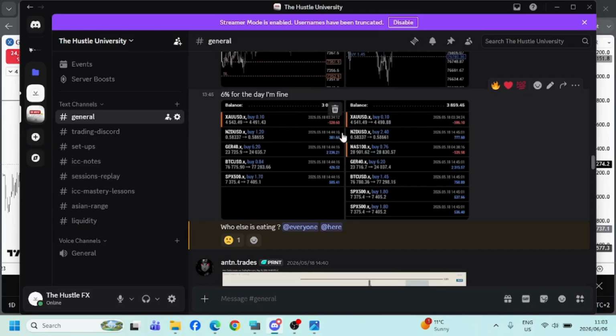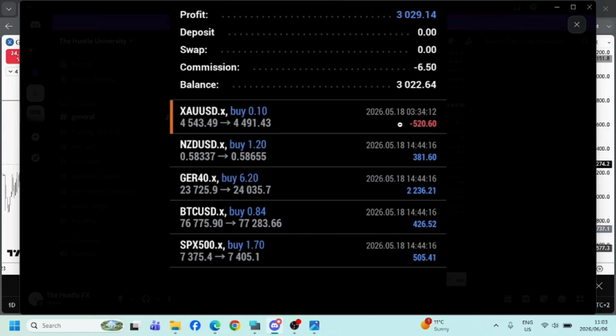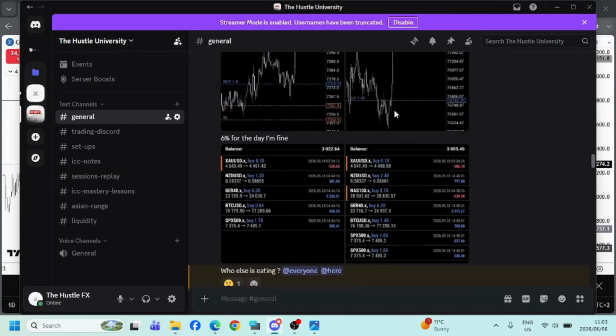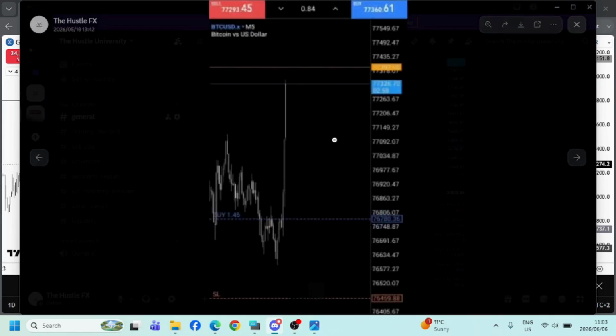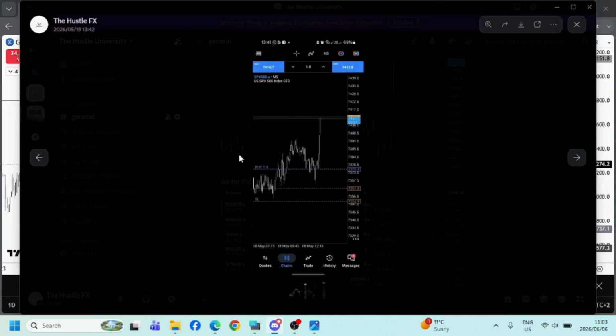But as you can see, I'm very strict when it comes to how much I risk. I ended up risking 0.5%, right? So these are some of the trades you can see. These were the trades that I was in. This was on Bitcoin, and then also this was on S&P 500. You know what I'm saying?